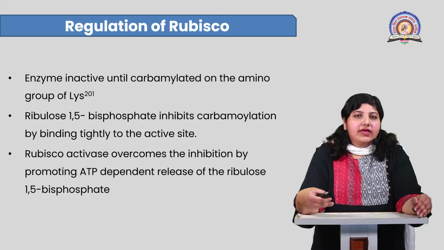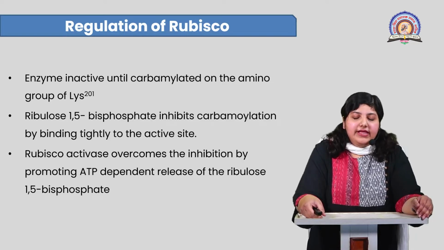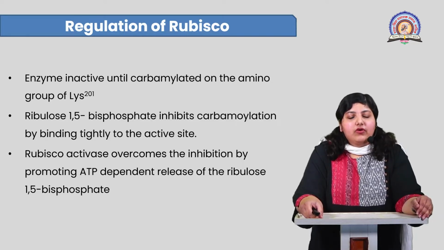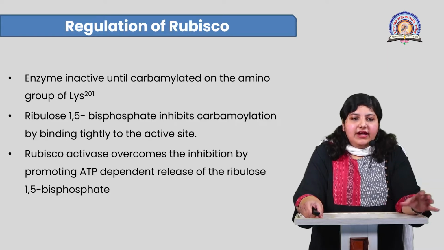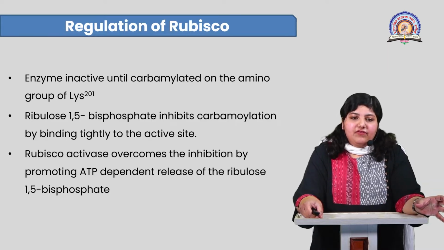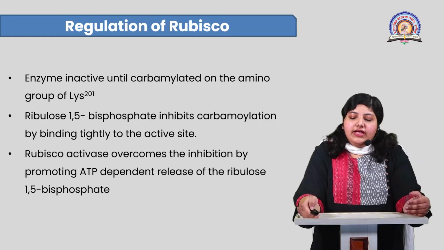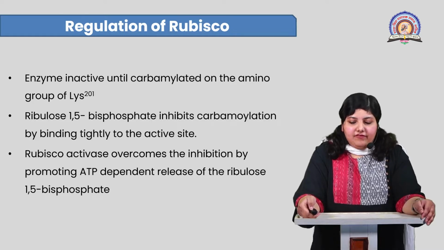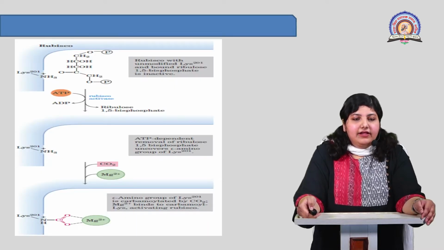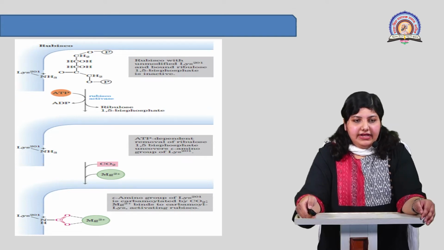So how is this inhibition overcome? There is another enzyme, that is Rubisco activase. It releases that ribulose 1,5-bisphosphate, and then the enzyme Rubisco becomes active. We will see that in the next slide. You can see the diagrammatic representation here.